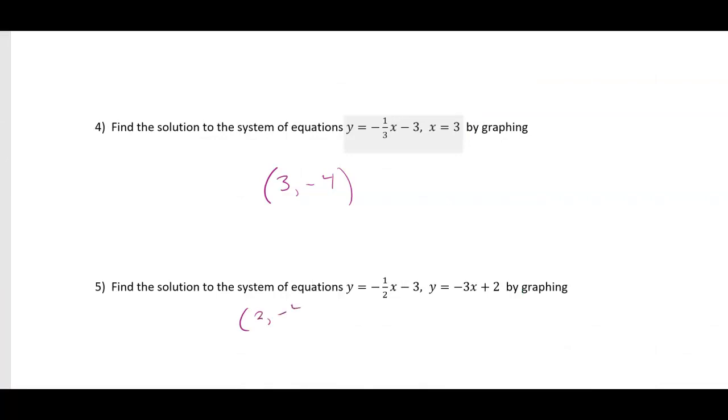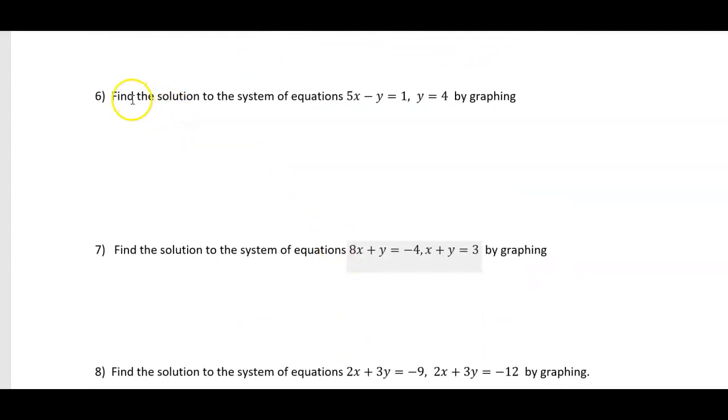And if I were to check these, if I put 2 in here, negative 3 times 2 plus 2, does negative 4 equal that? Yes. And does negative 4 equal negative 1/2 times 2 minus 3? Well, I have a negative 1/2 and I'm multiplying by 2. When you multiply a fraction by its denominator, they reduce. So it does work. So I found the solution by graphing.